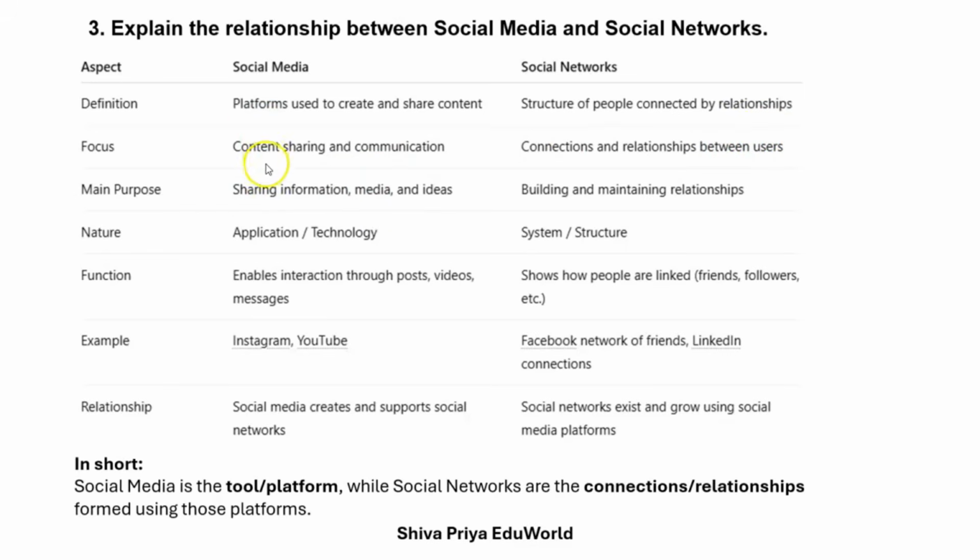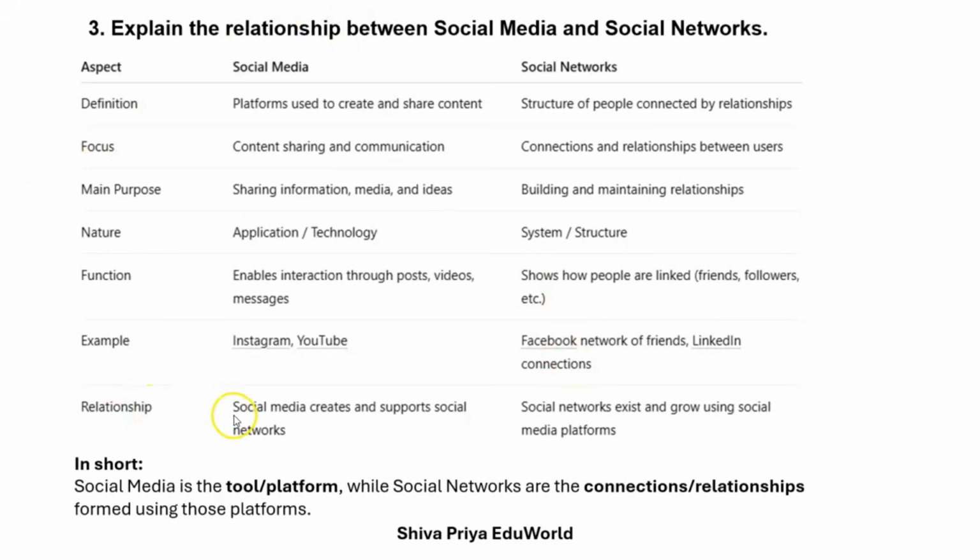The main purpose of social media is sharing information, media, and ideas. In social network, it is building and maintaining relationships. The main focus is on relationships between the users. Social media is in the form of application or technology, while a social network is the system and the structure. The function of social media is to enable interaction through posts, videos, and messages. The function of a social network is to show how people are linked together, that is friendship or follows. For example, for social media, I have Instagram and YouTube. For social network, we have Facebook for the network of friends, and LinkedIn for connections.